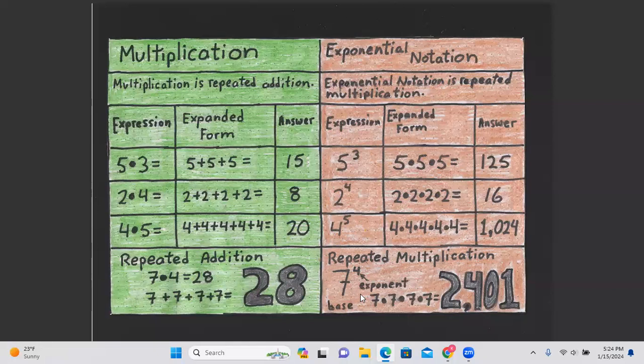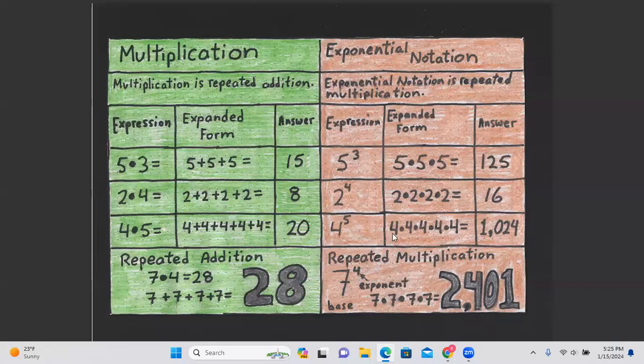And so again, as it relates to exponential notation, this number is the base, and the exponent just simply tells us how many times to multiply the base. While in multiplication, we're multiplying two factors, and we're just using repeated addition to get the answer. And so in this one, there is a big difference between 7 times 4, which equals 28, and 7 raised to the fourth power, which equals 2,401.